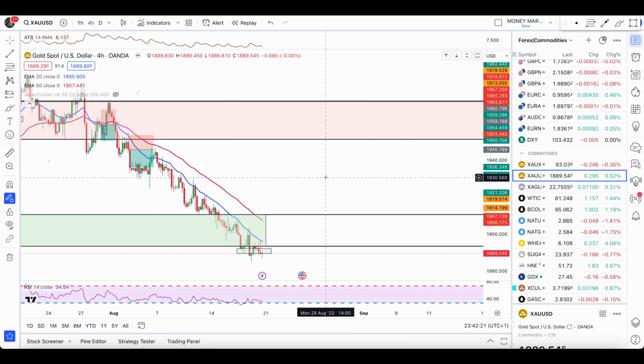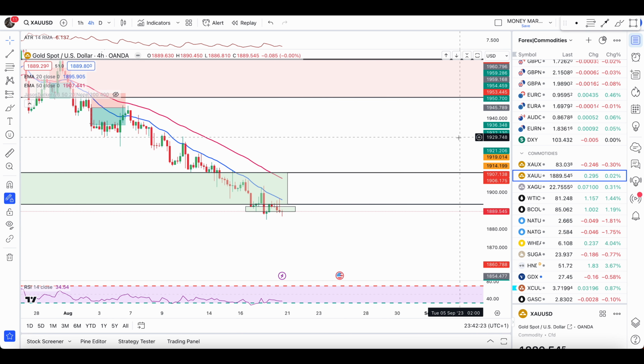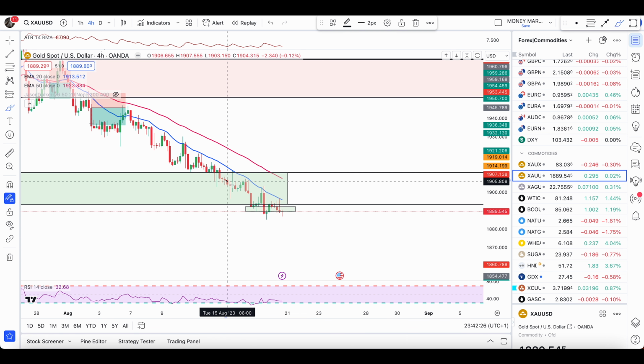Let's look at gold. Right here, as you can see, if you remember my last video, I said that I'll still look for a double bottom pattern within this zone. Let me show you what I said in my last video so that you can understand conditions and entries.